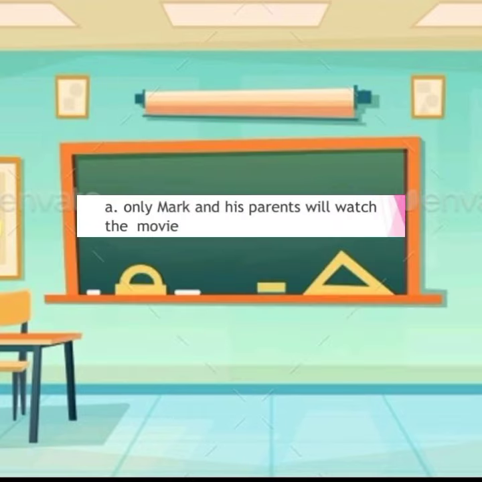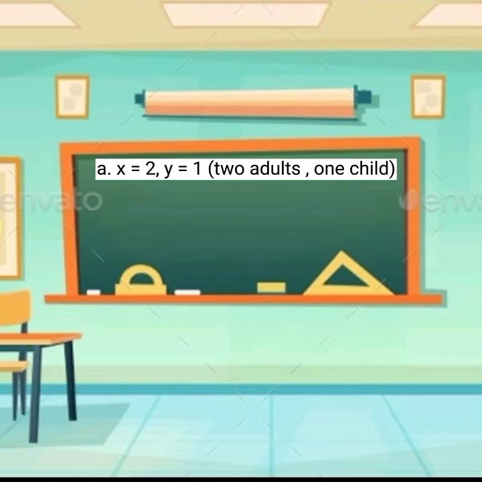We have here the first problem, which is only Mark and his parents will watch the movie. As you have seen in the problem, we have only Mark and his parents. So, we have one child and two adults. In our first problem, we have two adults and one child.